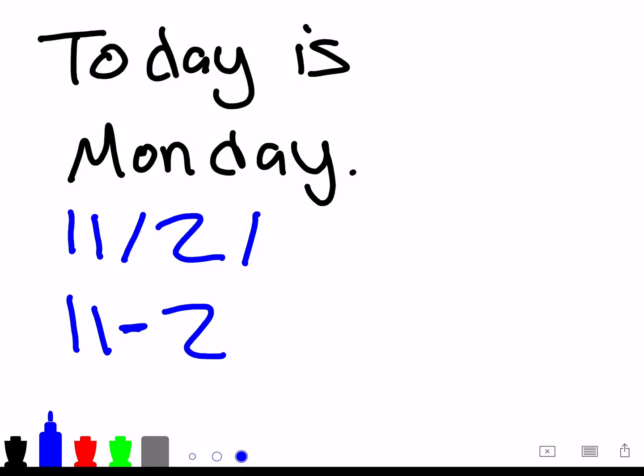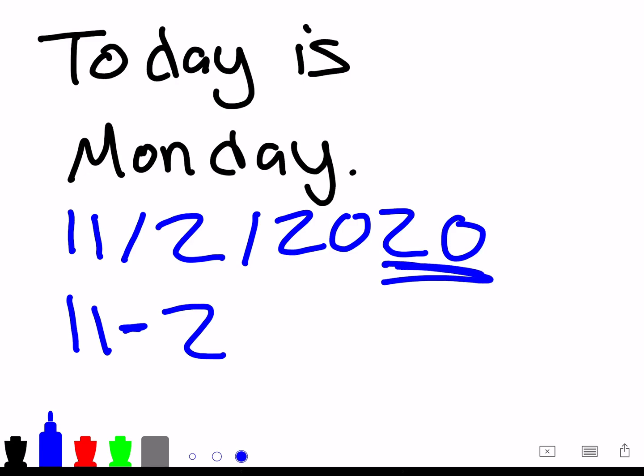And this is the year 2020. Some people put the full 4 digits. Other people put the last 2. So 11/2/2020 is today's number date form.